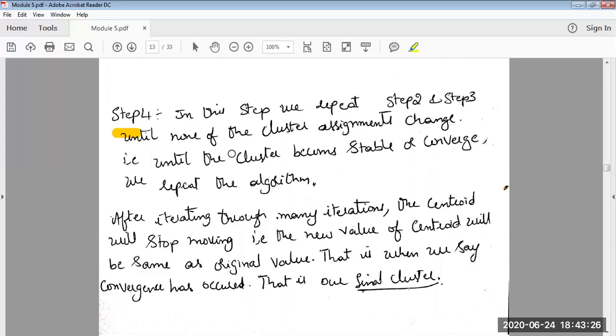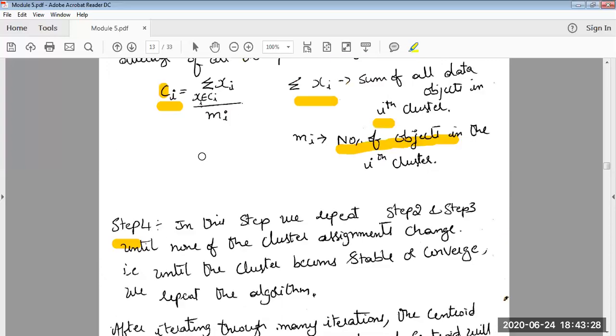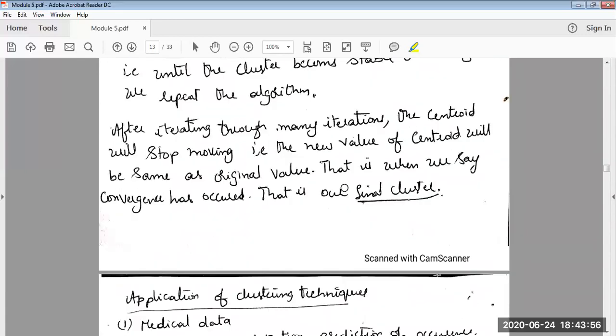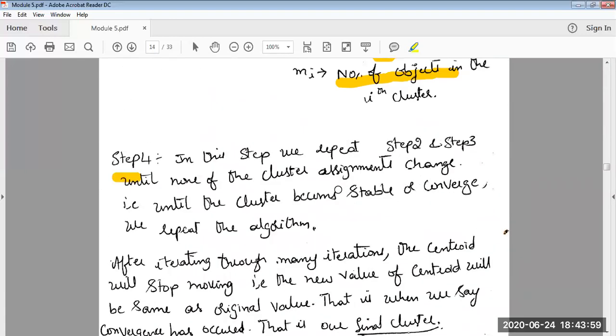For example, once again we took data point P1, if you remember. We compared it with C1. C1 was the new position, please note. Previously C1 was somewhere here. So we measured the distance of P1 to C1 at this point, and once again to C2. This is what is happening in step 4. The shortest distance will be chosen, and point P1 will be put into that corresponding cluster. So this keeps on repeating.